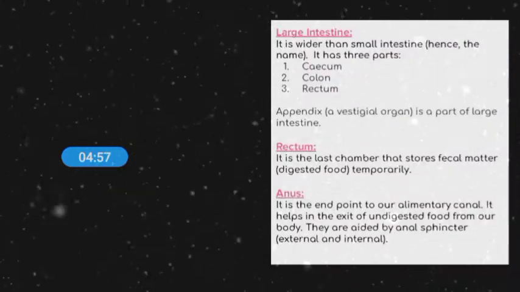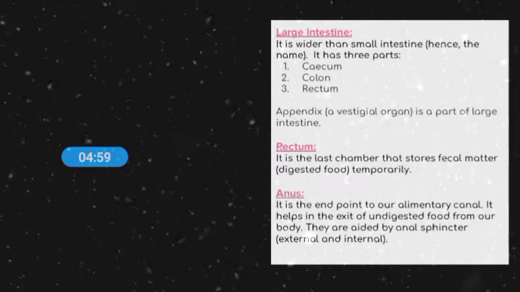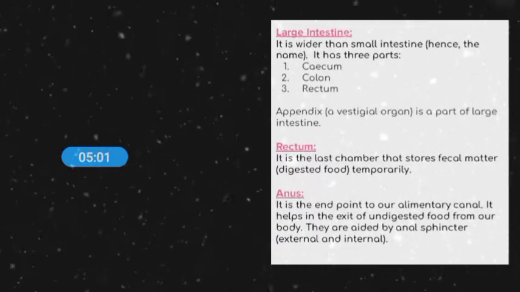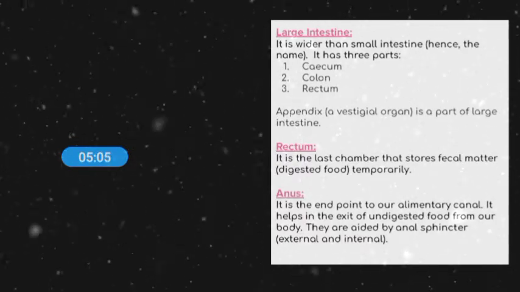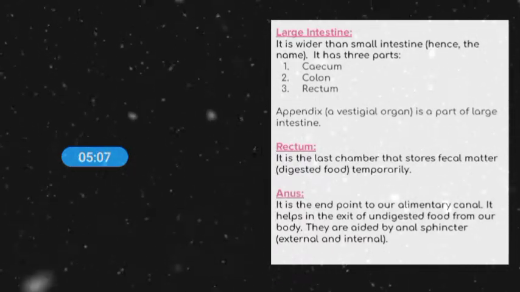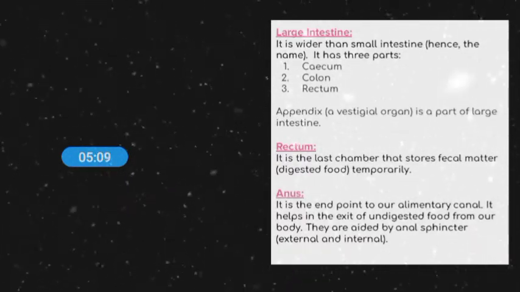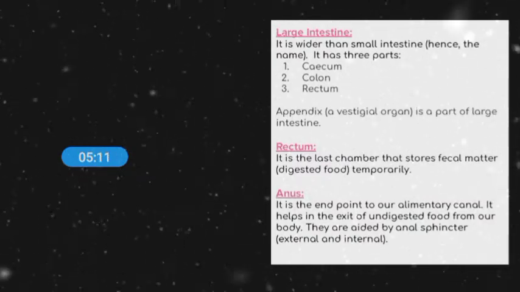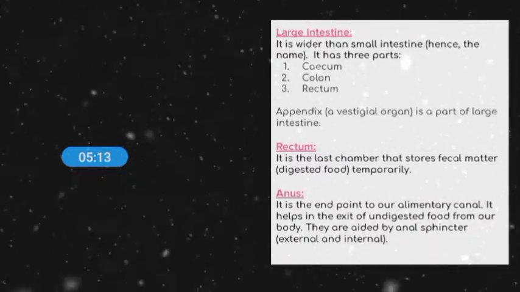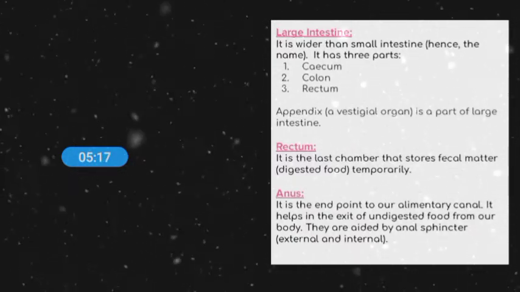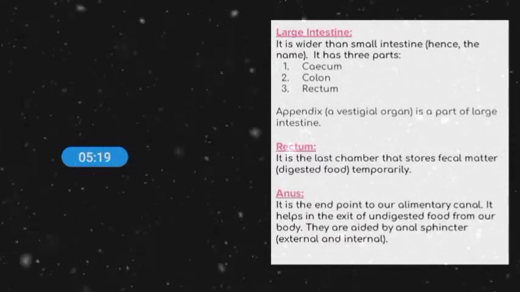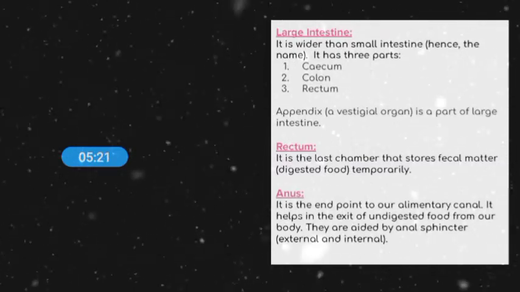Large intestine. It is wider than the small intestine. It has three parts: caecum, colon, and rectum. The appendix, a vestigial organ, is a part of the large intestine. Rectum. It is the last chamber that stores fecal matter temporarily. Anus. It is the end point of the alimentary canal. It helps in the exit of undigested food from our body.